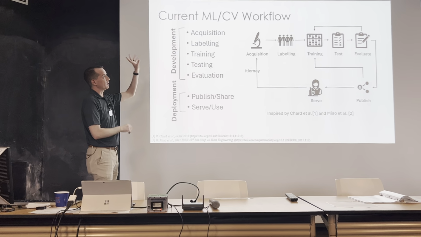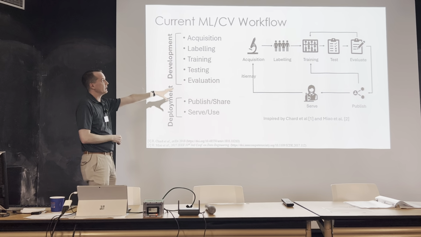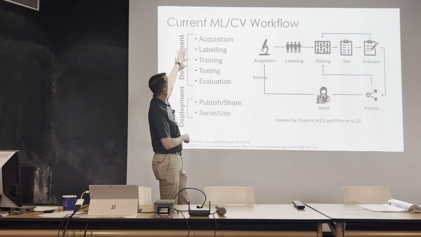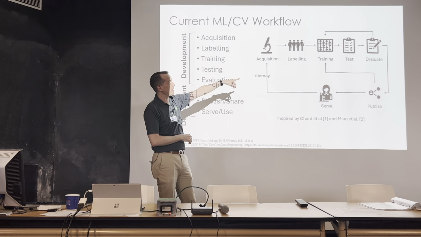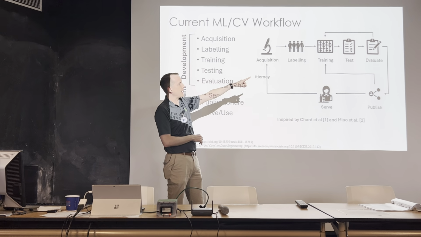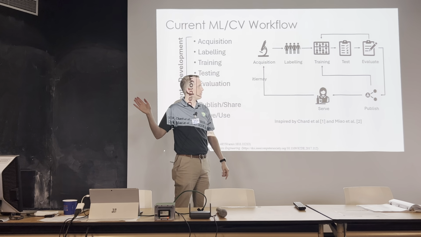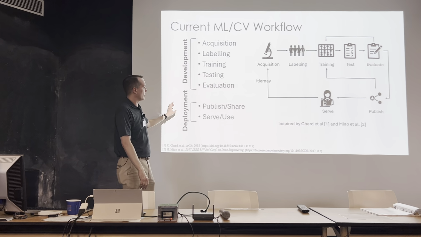So real brief recap then of that workflow. This is the sort of current workflow for machine learning, right? So you have your development where you're taking your images, you're labeling them, you're creating training, you're testing, you're evaluating, you then publish your paper, and then you don't worry about whoever's doing anything else. That's this part here, which is deployment.